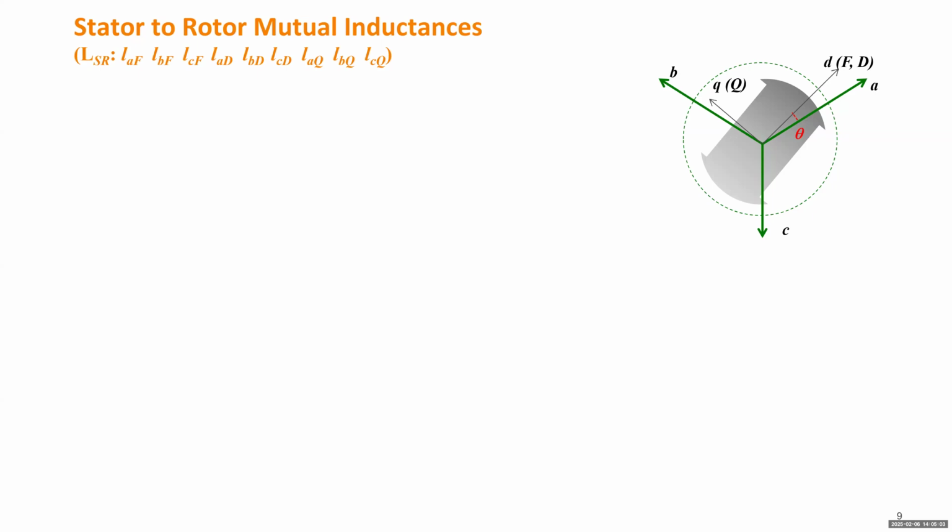For the stator-to-rotor mutual inductances, we're talking about anything with one letter from ABC and the second letter from FDQ. For this case, the period will be 360 degrees, because one winding revolves together with the rotor. So the permeance will be constant, but the coupling between the two windings will be a periodic function of theta.